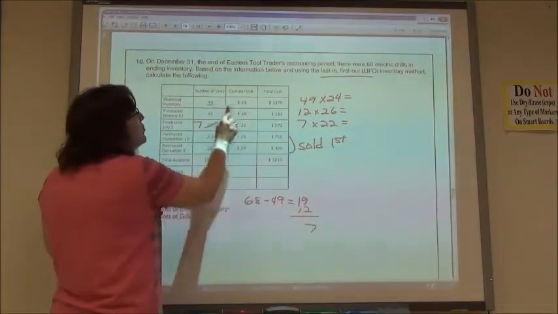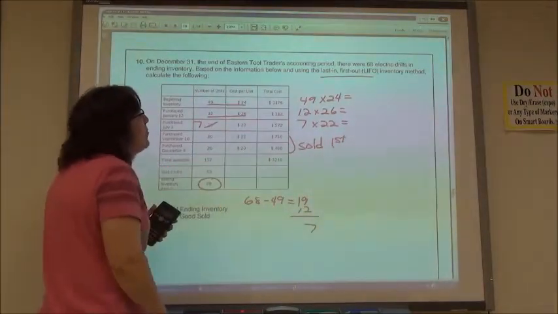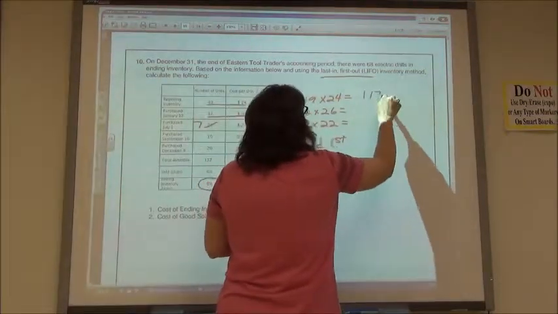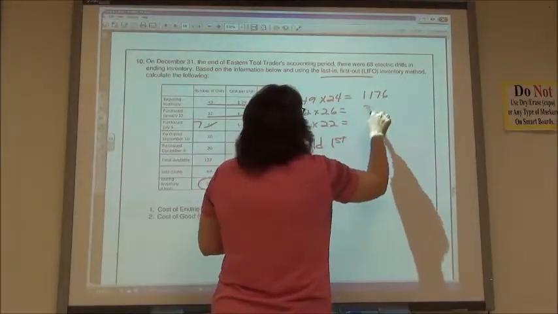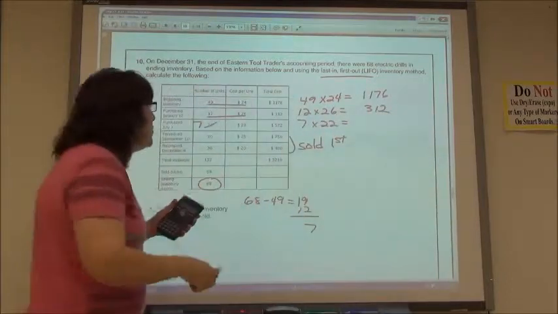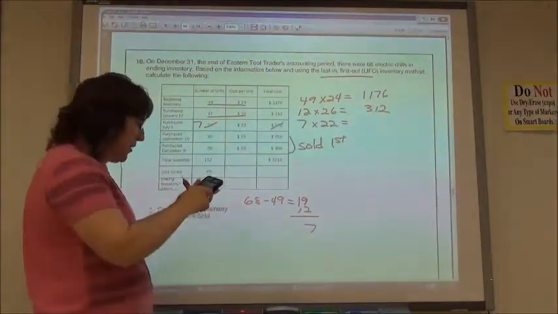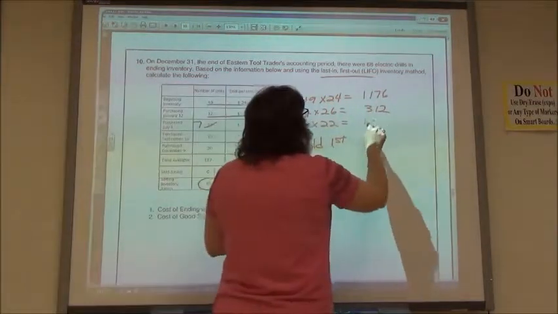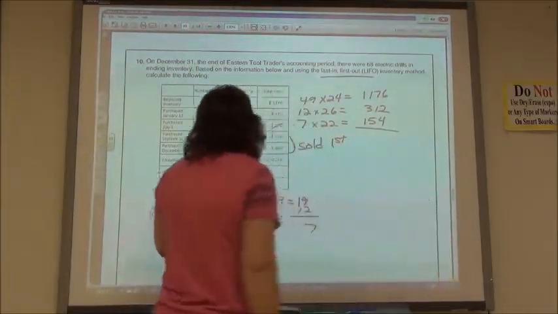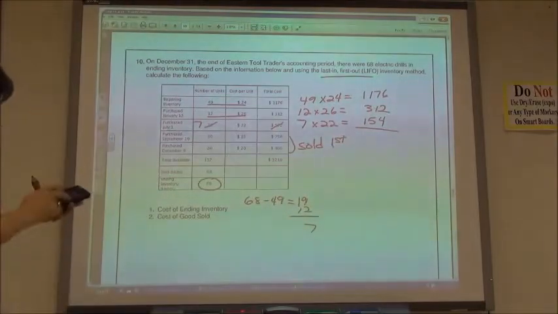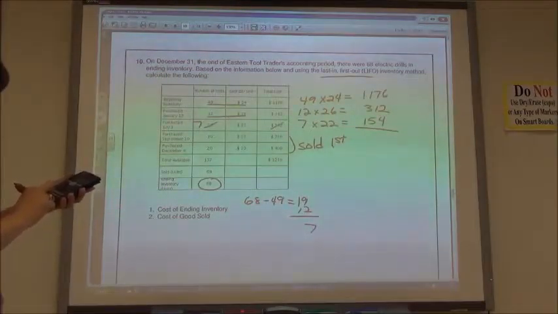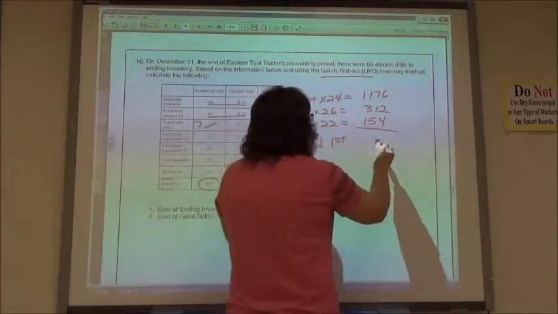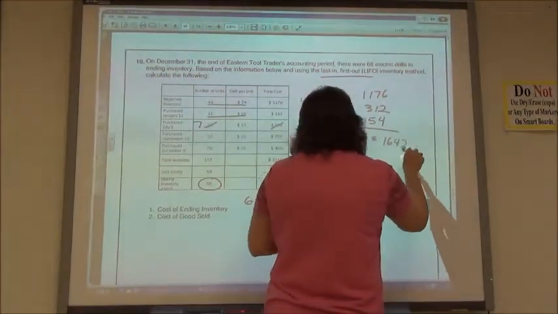So again here, these ones we don't need to multiply unless you really want to, but the table will have those numbers. 1,176, 312, and here I have to multiply that out because it's not going to match up. 7 times 22, 154. So the cost of my inventory, I'm going to add those up. I get $1,642.